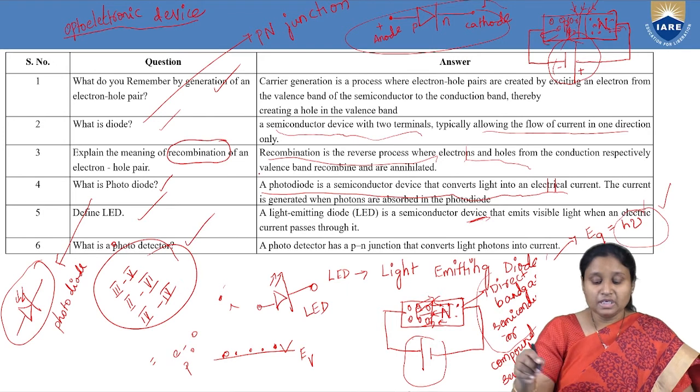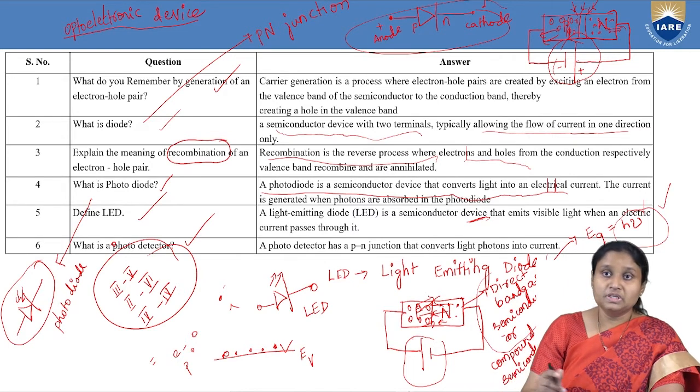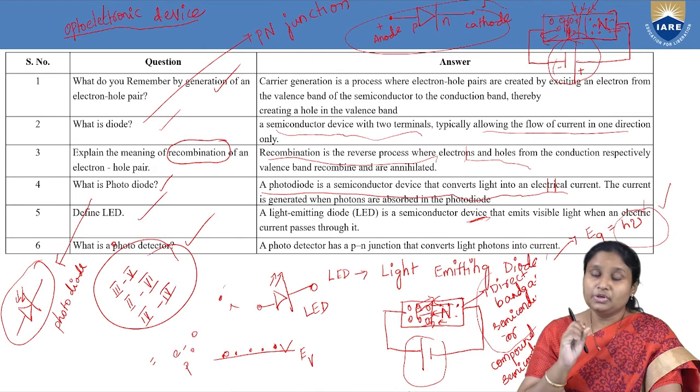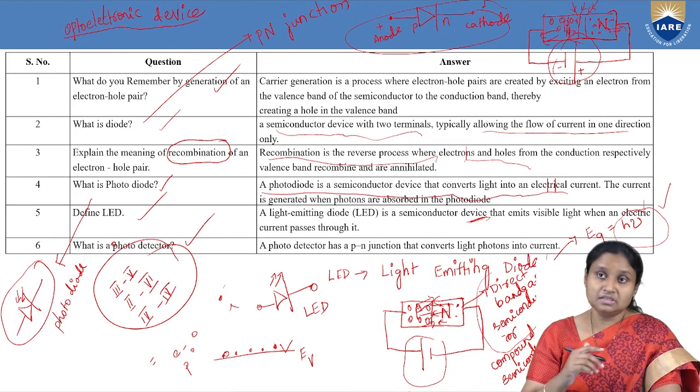The next is, what is a photodetector? So we have seen what is a photodiode. Now we are talking about the photodetector. So what is a photodetector? Of course, it's a PN junction, and this detector is sensitive to light. So what do you mean by being sensitive to light? Once light falls on this photodetector, it will send us output signals in the form of current. So it will send us electrical signals. So it is going to convert light photons into current.